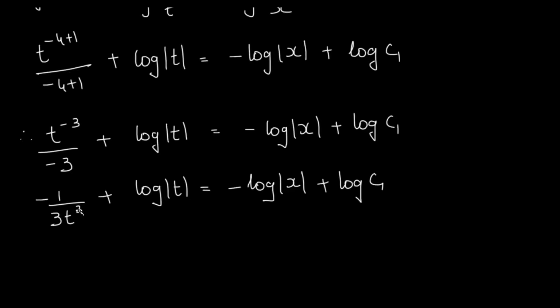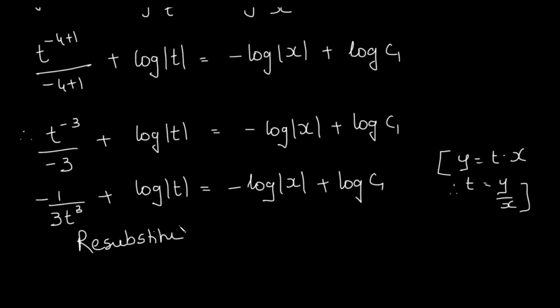Then afterwards now we resubstitute. We put t as y upon x. Remember we have taken y is equal to t into x as our substitution. So therefore from here we get t is equal to y upon x. And thus we put t as y upon x. So resubstituting, t is equal to y upon x.